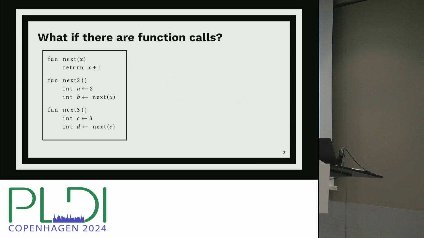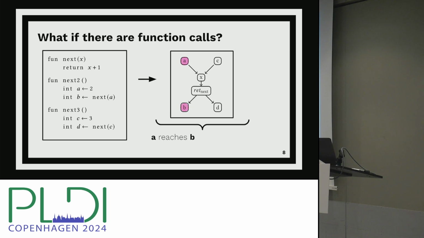This is very cool, but it gets a little more messy once we have more complex programs. If we have function calls, let's say something like this, the value of A flows into B, because A goes into next, X is going to be A, and return A plus 1 goes into B. But if we do the graph like we described before, A reaches B, which is nice, but C also reaches B, because C goes into next, we have next of C, return C plus 1, and we have the return here. And we don't want to identify these types of paths.